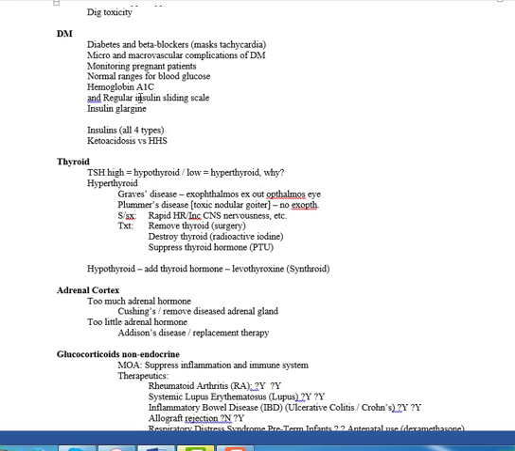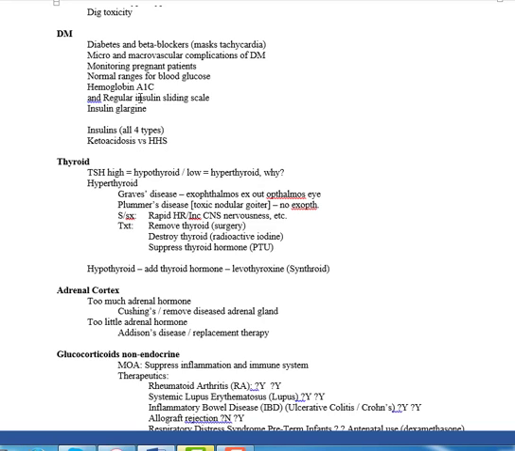Hyperthyroid, what's it like? So Graves' disease, exophthalmos, so ex out, and then ophthalmos eye, so the eye is bulging out. Plummer's disease, toxic nodular goiter, we don't have that exophthalmos. Signs and symptoms, so with hyperthyroid, we have that rapid heart rate and nervousness. The treatment is usually to make them hypothyroid by removing the thyroid or destroying it with radioactive iodine. If we can't do those things, we may suppress it in the meantime with something like PTU, propylthiouracil.